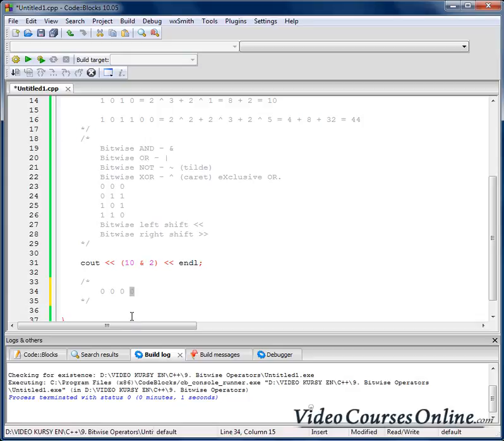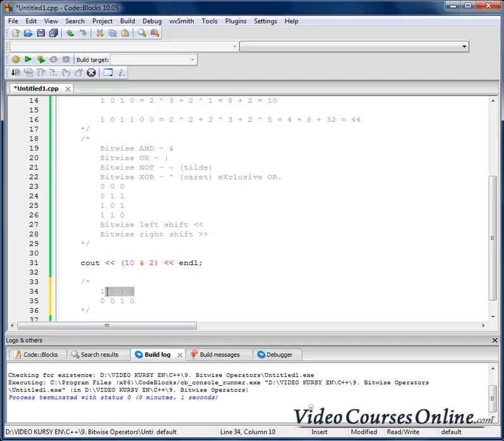Here normally is hidden 1. Here normally is hidden 2. Here normally is hidden 4. Here normally is hidden 8. So 8 plus 2 will give us 10. So I change this one to 1, this one to 1, and this is 10, right? Now I think about that 2 here, so it will be 0, 0, 1, 0.